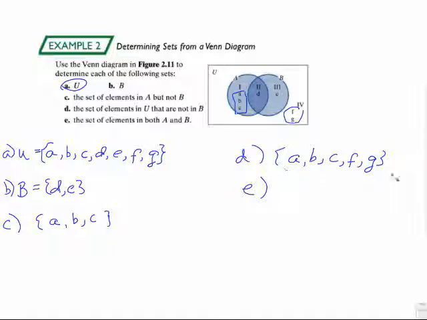And part E wants to know the set of elements in both A and B. What that means is what's in common to A and B. And the only element that's in common to both A and B is D. And remember, all of these are sets. They all should have the braces around them.